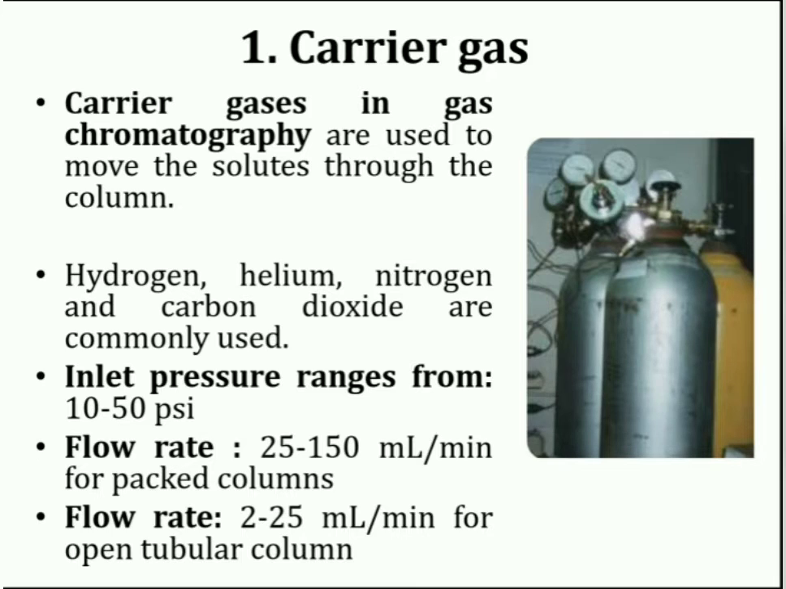Inlet pressure ranges from 10 to 50 psi and the flow rate is selected on the basis of the column selected. For packed columns, flow rate is kept between 25 to 150 ml per minute, and in case of open tubular column, flow rate is kept between 2 to 25 ml per minute.